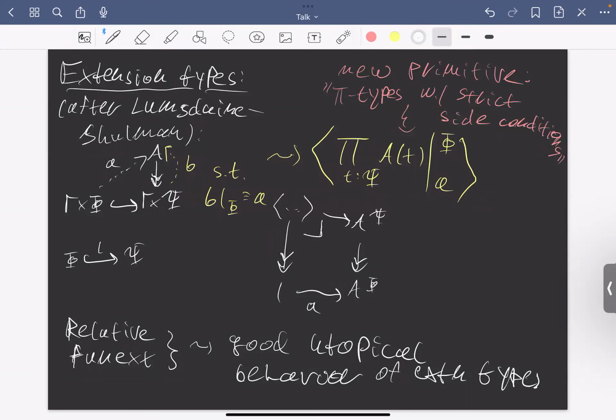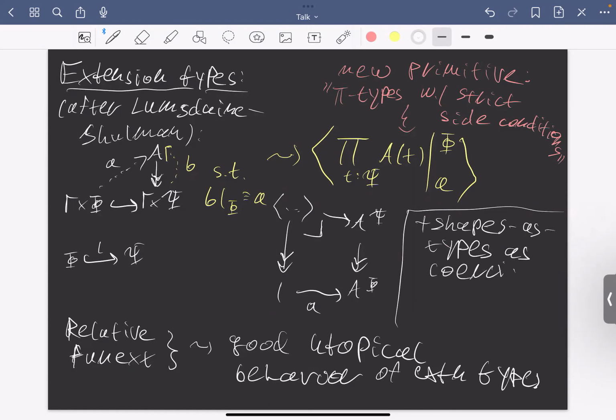And in the work of Ulrich and mine, we also want to have this shape coercion. So shapes as types coercion. Which gives us a sort of strictification, destrictification principle, a strictification that makes life just a little bit easier.